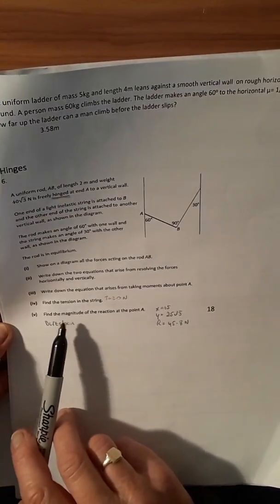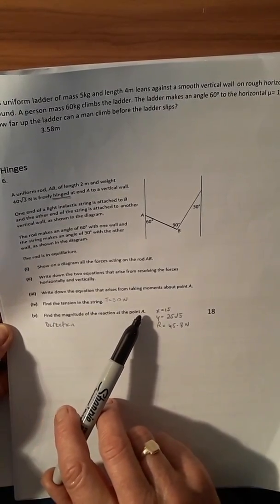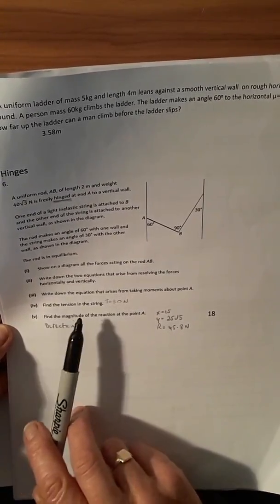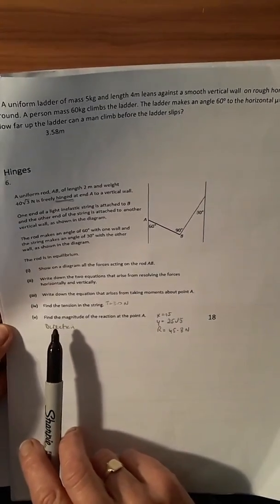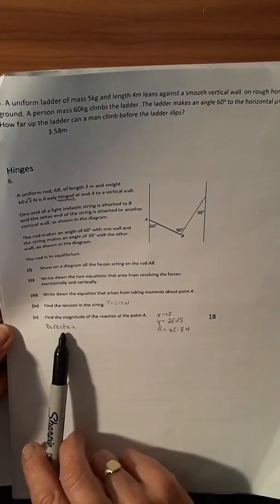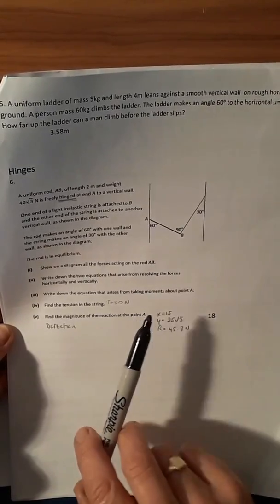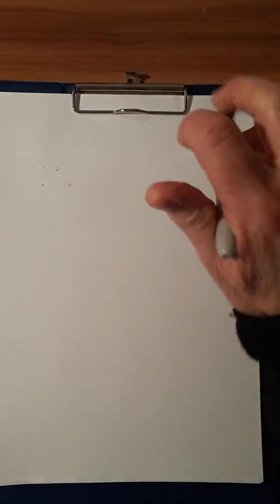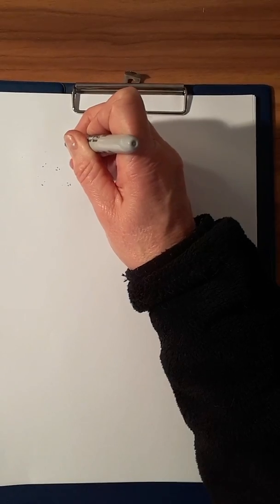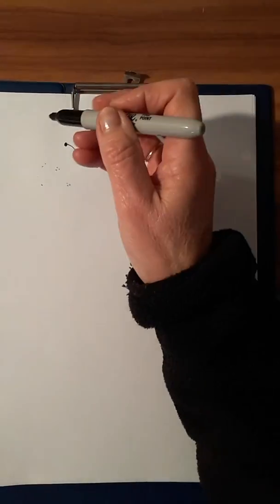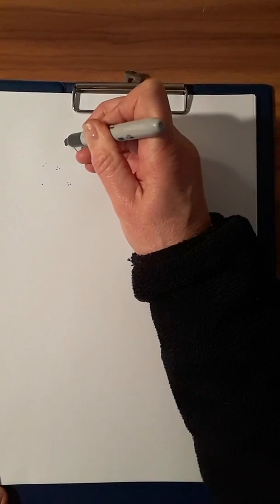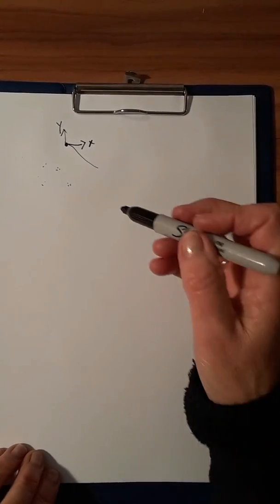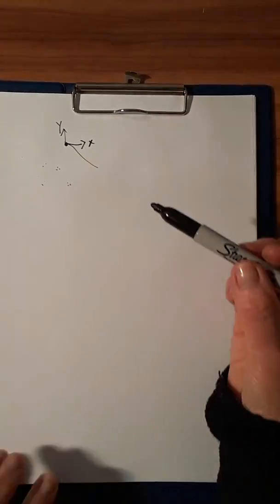Now the last part says find the magnitude of the reaction at the point A. And we're also going to find the direction. It doesn't ask me to do this in the question, but sometimes it does, so we're going to do it. So we're going to look for the magnitude and direction of the reaction at the point A. Right, so this is the point A, along the rod. The forces that we have, that hinge force, is made up of two components, X and Y. That X and Y component now is what I'm looking for. So I want to find the reaction.